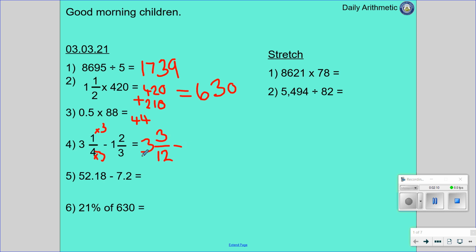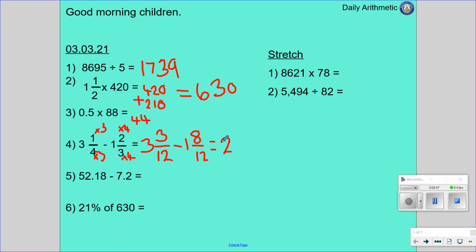And then I want to take away 1 whole one, and again I ask myself, what do I times the 3 by to get that 12? This time I'm timesing it by 4. So I have to do the same on the top, times it by 4, which gives me 1 whole 1 and 8 twelfths. Right, now I'm going to try and take them away. 3 take away 1 gives me 2, and then I want 3 twelfths, take away 8 twelfths, and hang on a minute, if I've got 3 of something I can't take away 8 of something, I can't do it.